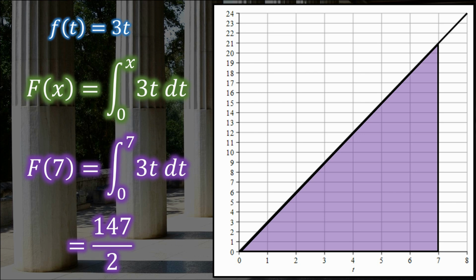Yeah. So that's the idea of the function, right? It's finding the area under the curve between 0 and x.